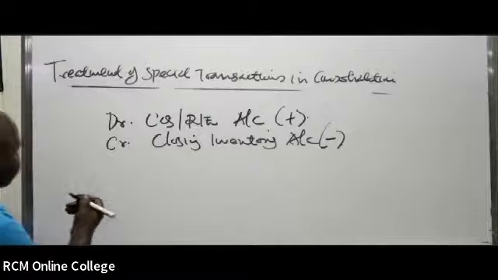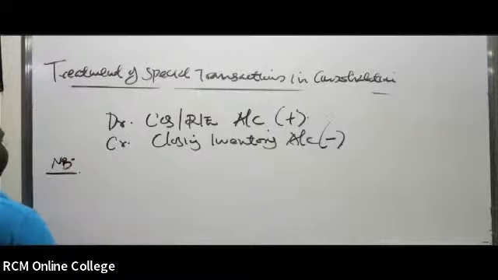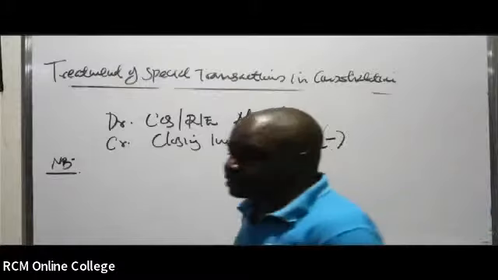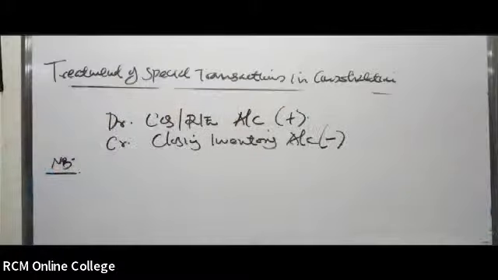Then you write an NB just under that. When determining the unrealized profit, it is important to differentiate between the margin and the markup. The margin and the markup.